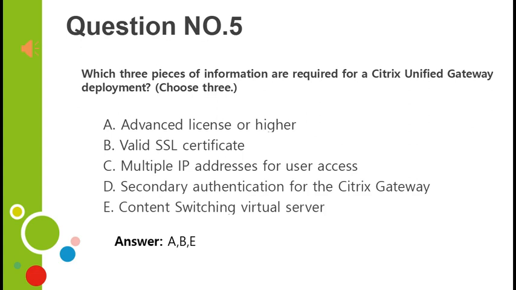Which three pieces of information are required for a Citrix Unified Gateway deployment? Choose 3. A. Advanced license or higher. B. Valid SSL certificate. C. Multiple IP addresses for user access. D. Secondary authentication for the Citrix Gateway. E. Content switching virtual server. Answer: A, B, E.